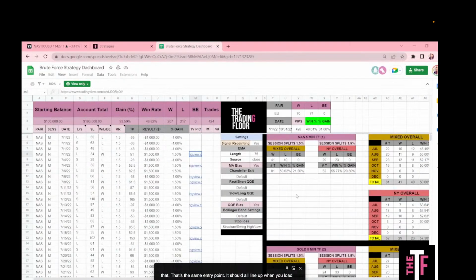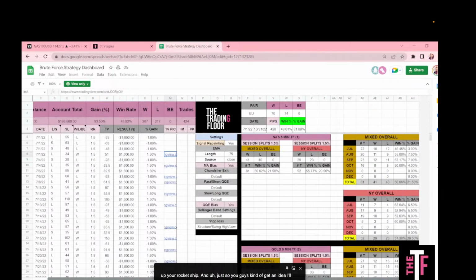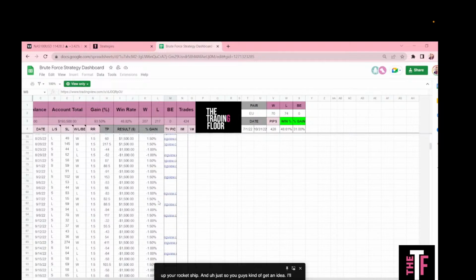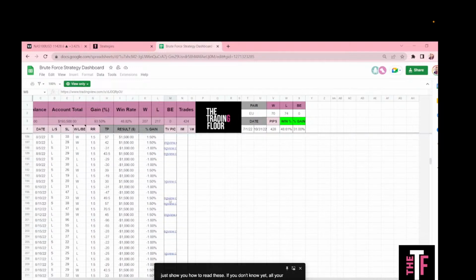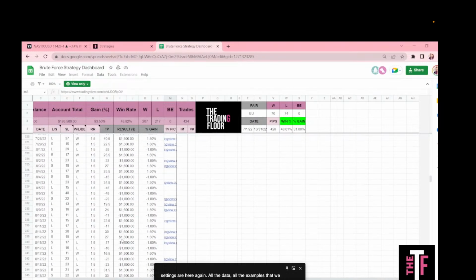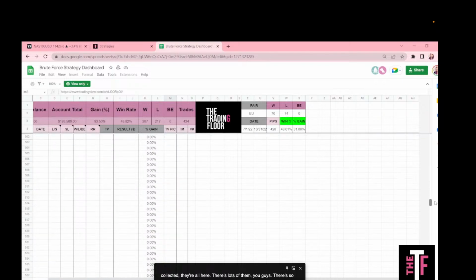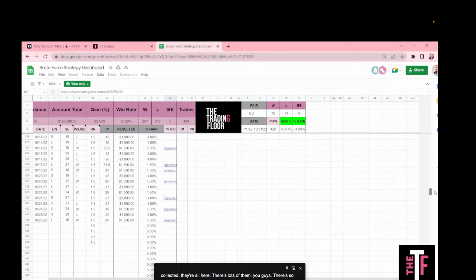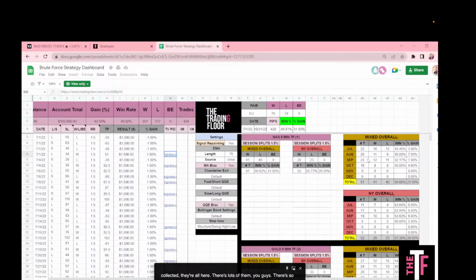And just so you guys get an idea, I'll show you how to read these if you don't know yet. All of your settings are here. Again, all the data, all the examples that we collected, they're all here. There's lots of them, you guys. There's so many of them, as you can see. I mean, we have over 434 of them. So we did July, August, September, and October. October has not completely finished yet, but this is where we are at with October. And you can see each month was so far positive for this.